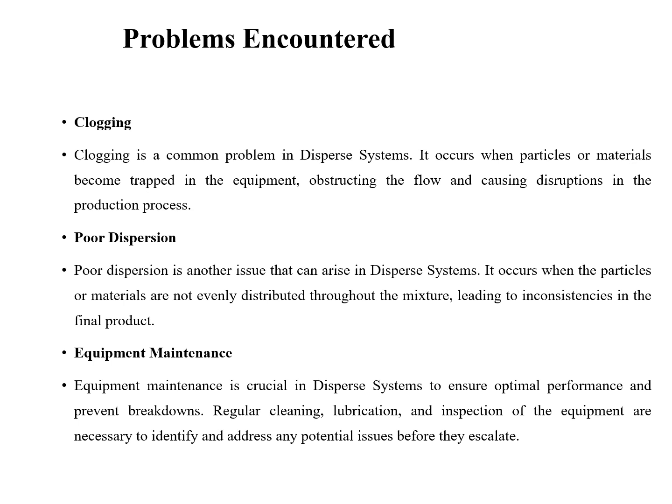It occurs when the particles or materials are not evenly distributed throughout the mixture, leading to inconsistencies in the final product. Equipment maintenance is crucial in disperse system to ensure optimal performance and prevent breakdowns. Regular cleaning, lubrication, and inspection of equipment are necessary to identify and address any potential issues before they escalate.